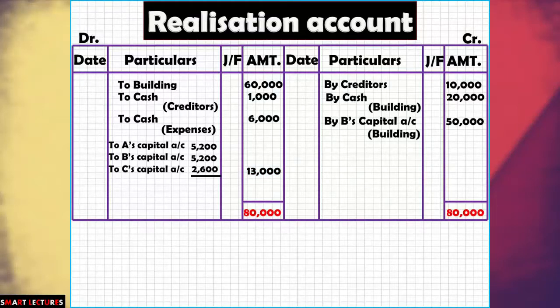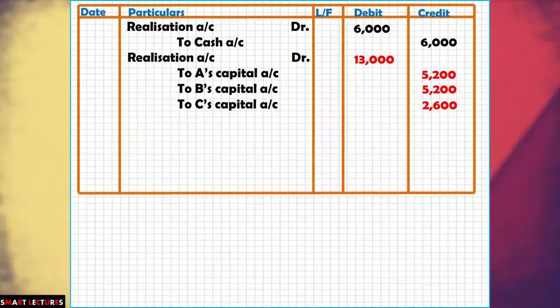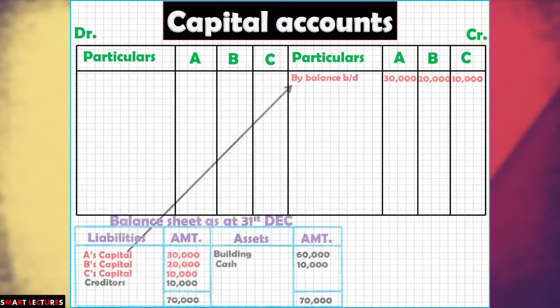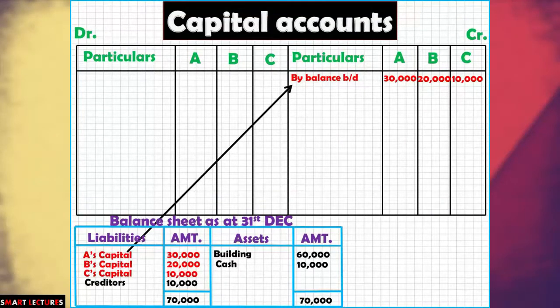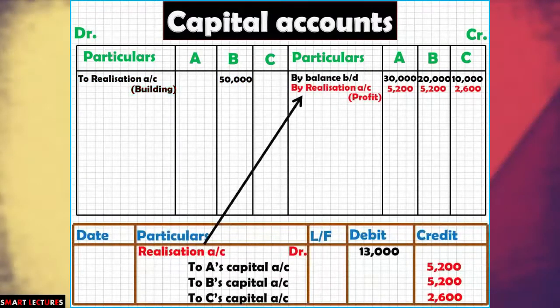So we should pass the journal entry. We have already left the space. Realization account debit to A's capital, to B's capital, to C's capital: 13,000, 5,200, 5,200, 2,600. Now this is the turn of capital accounts. By balance b/d 30,000, 20,000, 10,000. To realization 50,000 in B's column for building. Then by realization for profit 5,200, 5,200, 2,600.